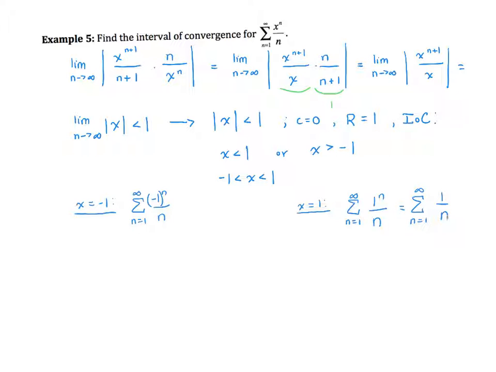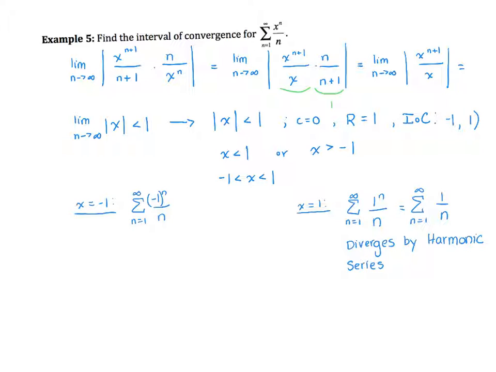Hopefully you recognize that this diverges by the harmonic series, and that's sufficient. You could just say diverges by harmonic series. The way to formally prove that would be with the integral test, but the harmonic series is common enough that we can say it diverges by harmonic series. So for our interval of convergence, the 1 is not included. The -1 remains to be determined.